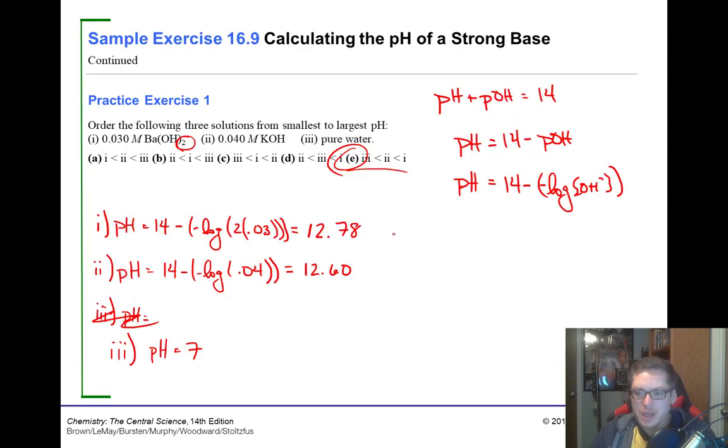Next video here is when the math is really going to start getting hairy. We're going to start talking about Ka using all that equilibrium ICE table stuff that you mastered in the last unit when we talked about equilibrium.